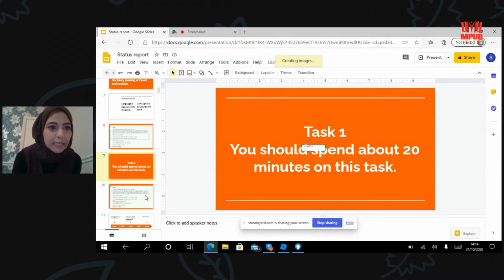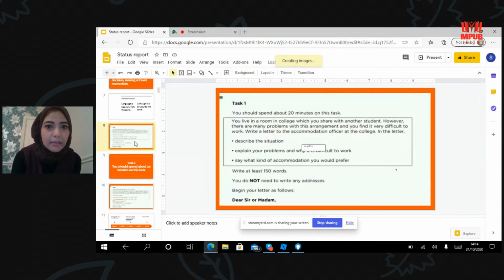So this is an example taken from the IELTS exam. If you have a look at the example, it says task 1, and then it says you should spend about 20 minutes on this task. And here, over here, would be your task.